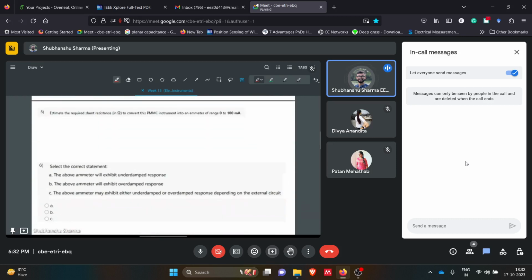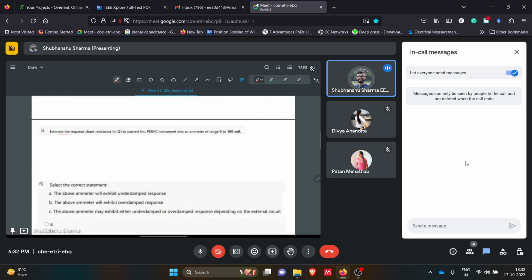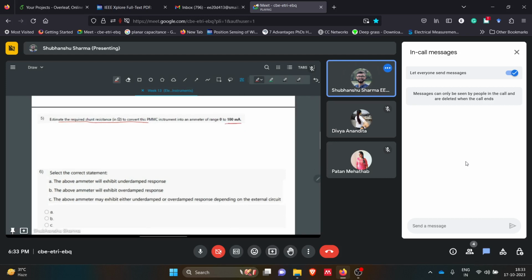Then we have this estimate, the typical range-increasing questions on ammeters or voltmeters. One question is like: estimate the required shunt resistance to convert this PMMC instrument into an ammeter of range 0 to 100 milliamperes. Just keep in mind that the PMMC meter has a resistance of its own, that is 100 ohms.